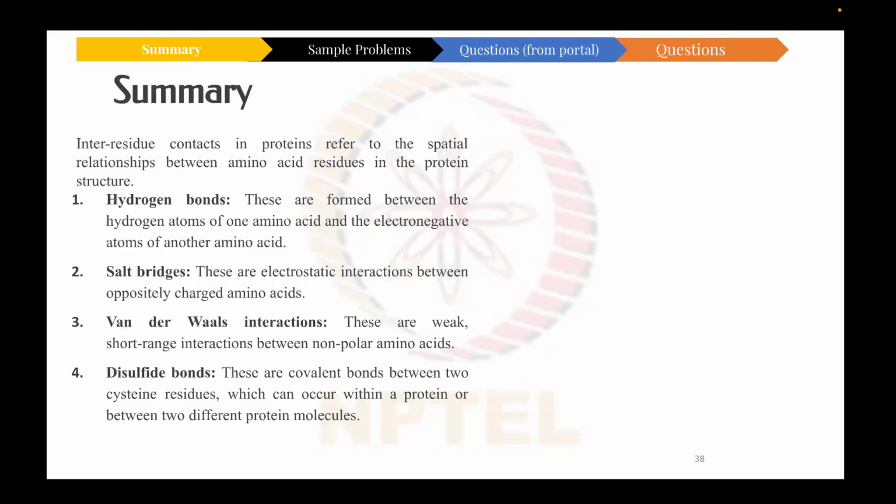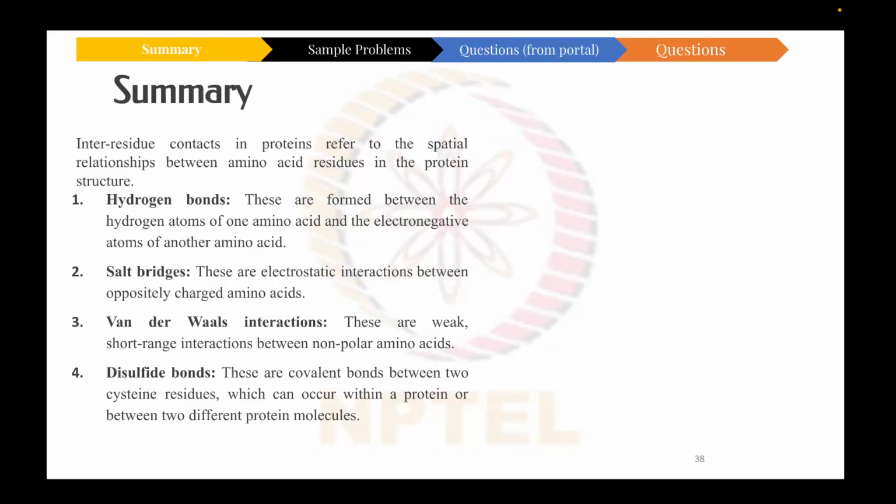However, these methods may be time consuming and difficult, particularly for large or flexible proteins. Therefore, computational methods have been developed to predict the inter-residue contacts from protein sequence or structures based on statistical or machine learning models. Before I show you one of the tools, we have short, medium and long range contacts in protein, which refer to the different types of spatial relationship between amino acid residues in the protein structure.